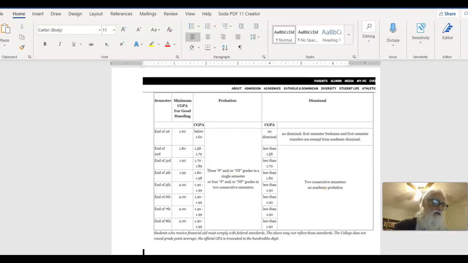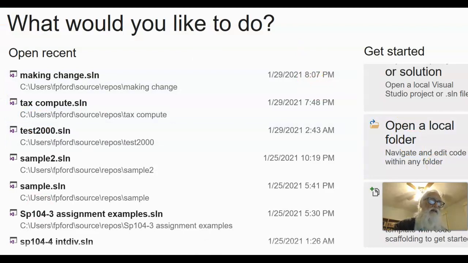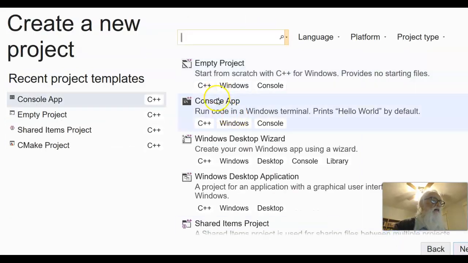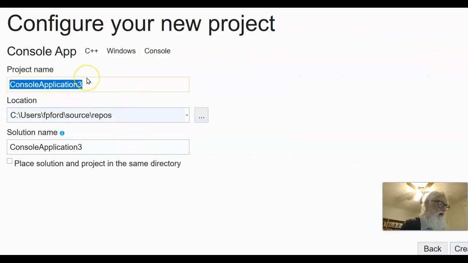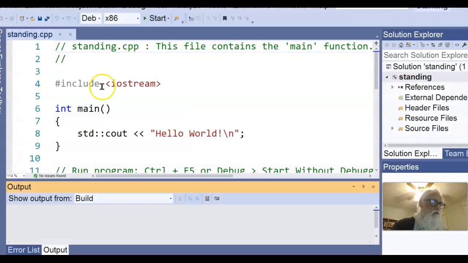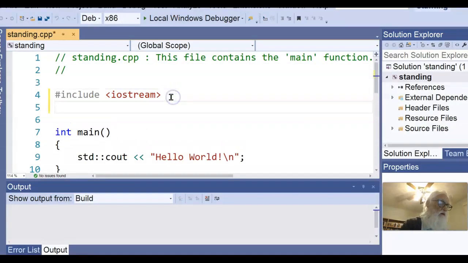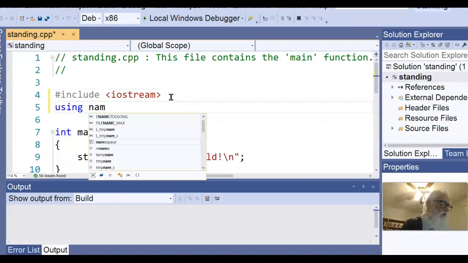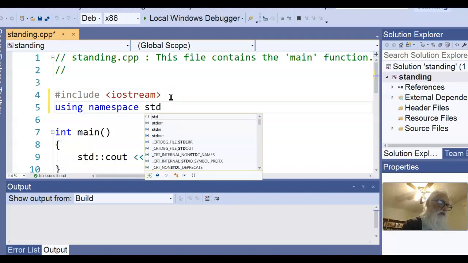So I'm going over to start a new program as I do regularly. Create a new project, console, next, standing. And we have using namespace std.